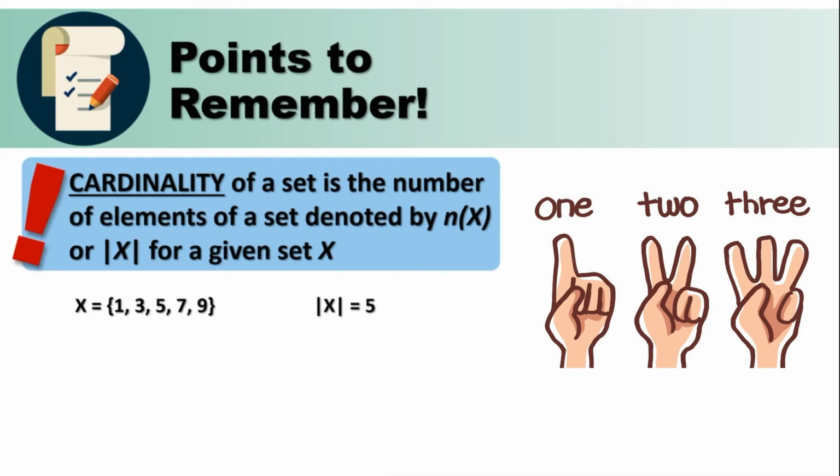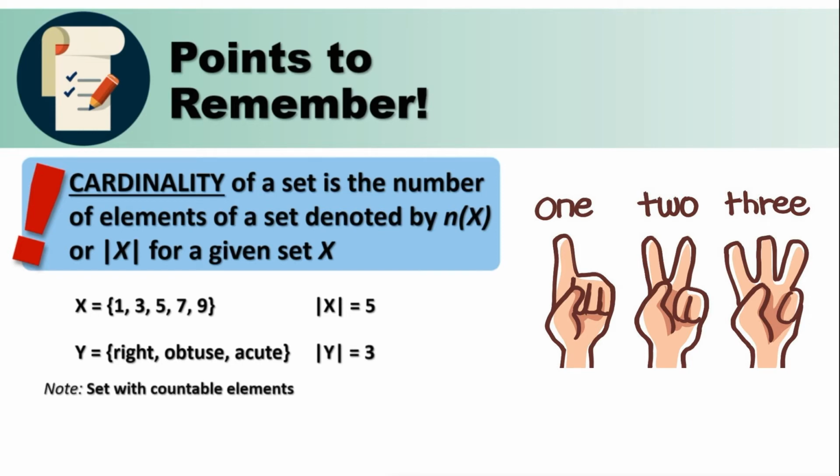Another example. Set Y that contains right, obtuse, and acute. What is the cardinality of set Y? Easy, right? The cardinality of set Y is 3. Take note, sets with countable elements are called finite sets. This means we can count the elements. In the case of our example, set X contains 5 while set Y contains 3.